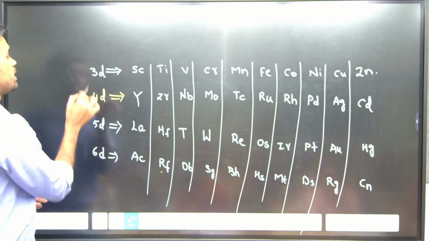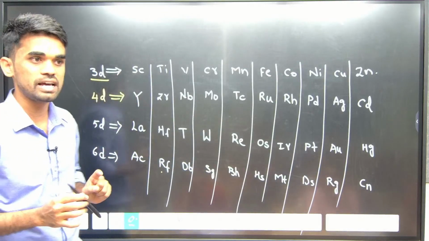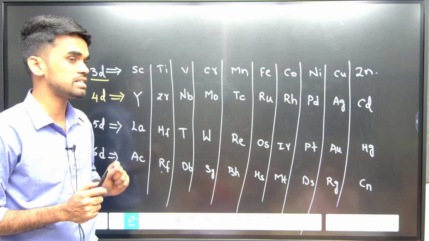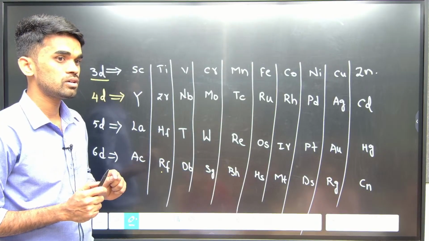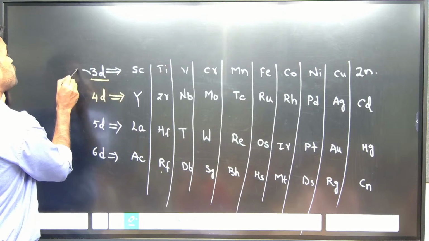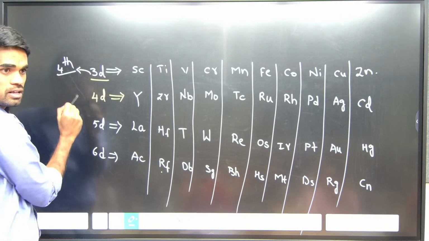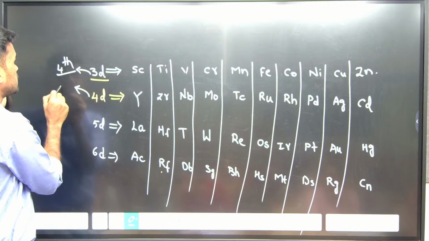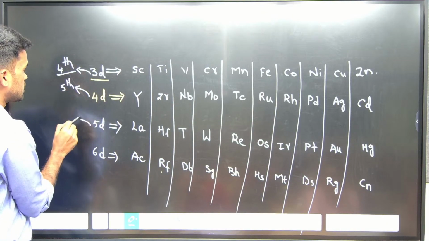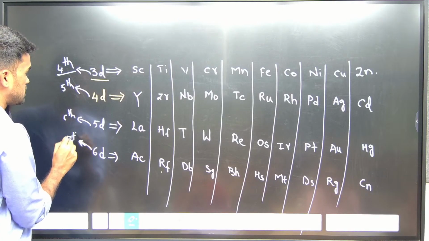Okay. When I say 3d series, in which period will these 3d series elements lie? Remember, if I say 3d series, it lies in the 4th period. Remember this difference. 5d series lies in the 5th, this is the 6th, and this one? 7th period. Just remember this.